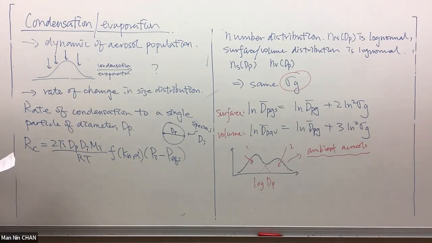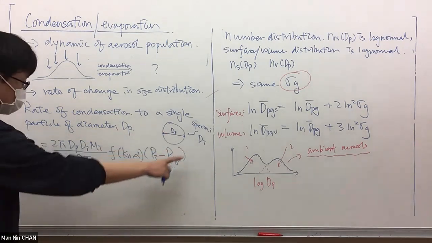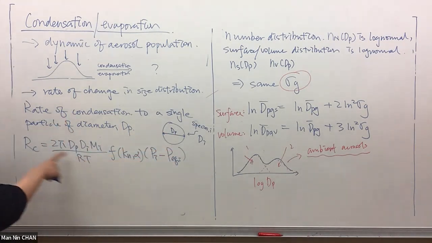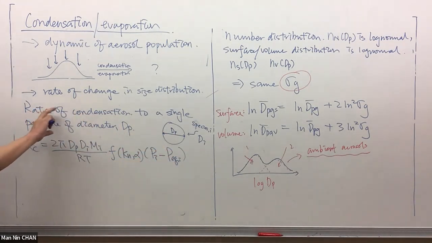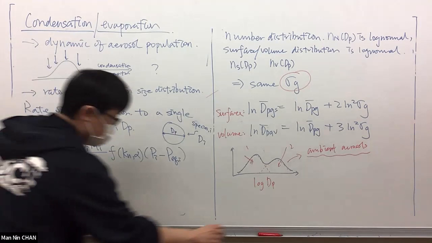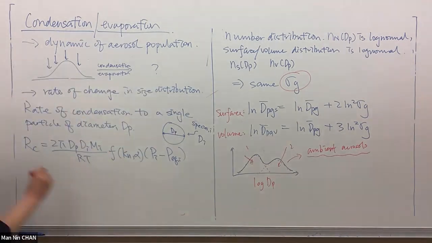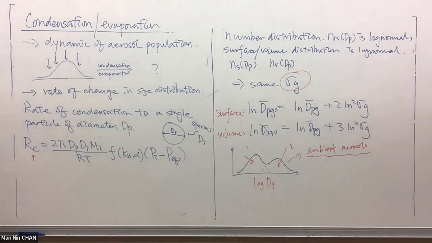Therefore, if you look at this equation, I think we have discussed this before. You are talking about the rate of condensation, the mass change to a single particle of a given size, dp here. So if you're looking at this equation, we are also looking at some kind of a mass change.